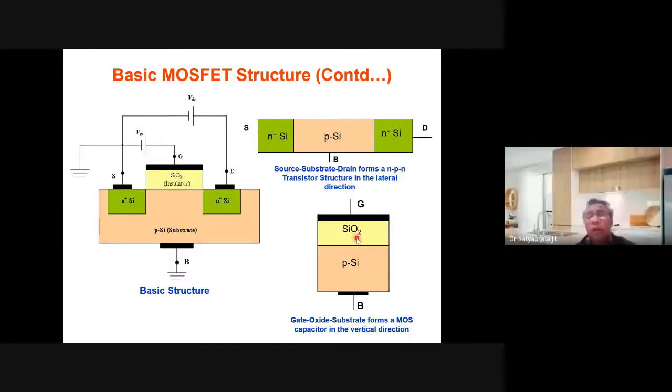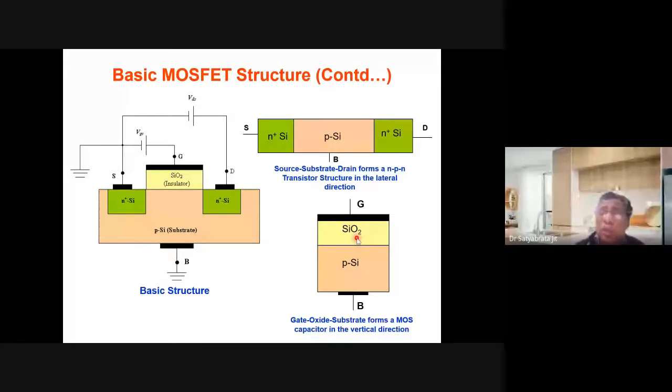So now you know a parallel plate capacitor. In between two electrodes, if you place a dielectric, then it behaves as a capacitor. This structure that behaves as a capacitor, we call the MOS capacitor. MOS means metal oxide semiconductor. Instead of a conductor, it is a semiconductor. So that metal oxide semiconductor will form a capacitor.